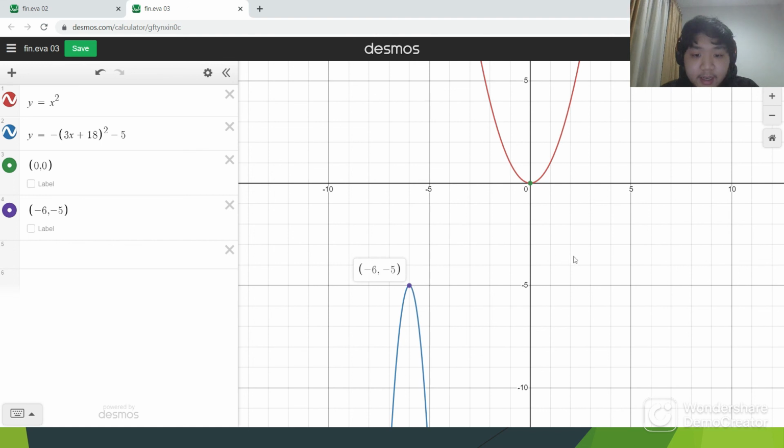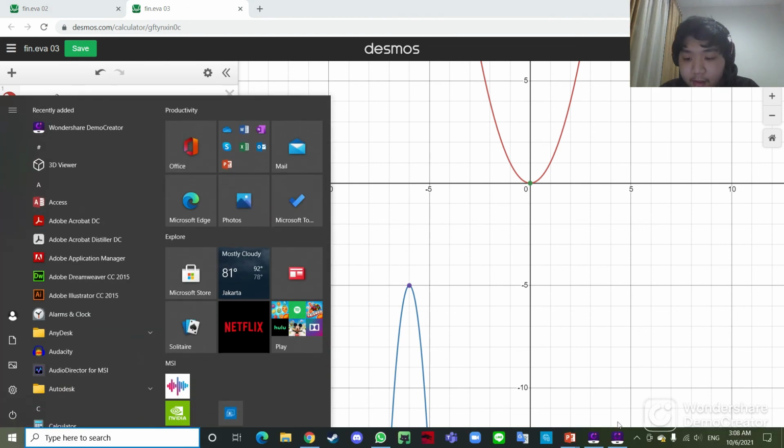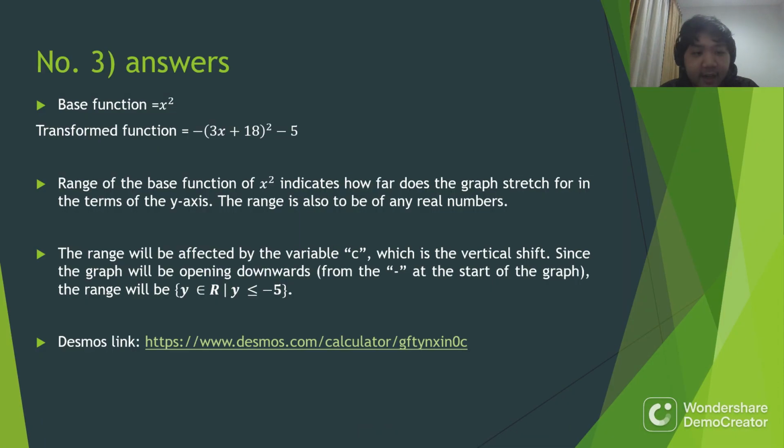And since range is implemented on the y-axis, we can safely say that the graph range will be anything that is less than or equal to negative 5. So, after we cover that, we can move on to number 4. I think, yeah, it is number 4. Okay.